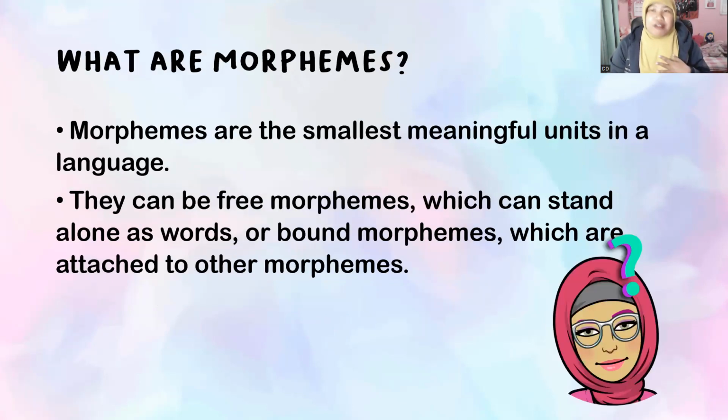So what are morphemes? You will find this term a lot when you are studying morphology, perhaps in the 4th semester later. So yeah, morphemes are the smallest meaningful units in a language. And they can be free morphemes, which can stand alone as words, or bound morphemes, which are attached to other morphemes. It cannot be independent.